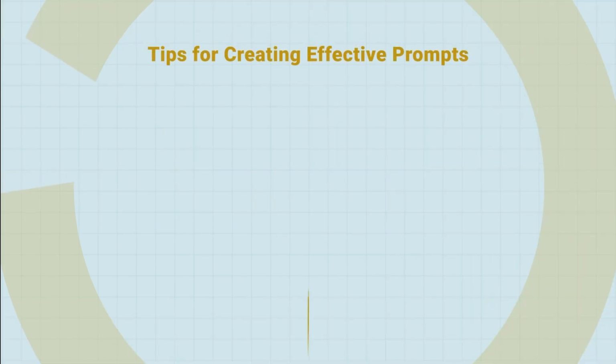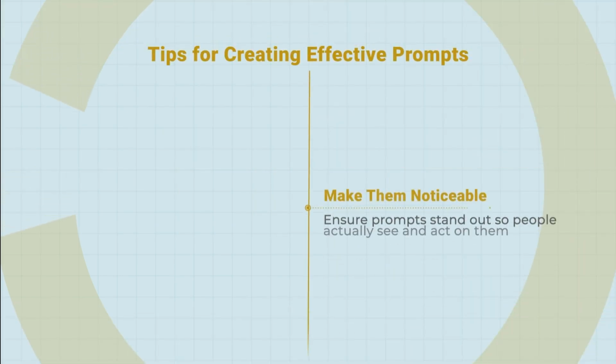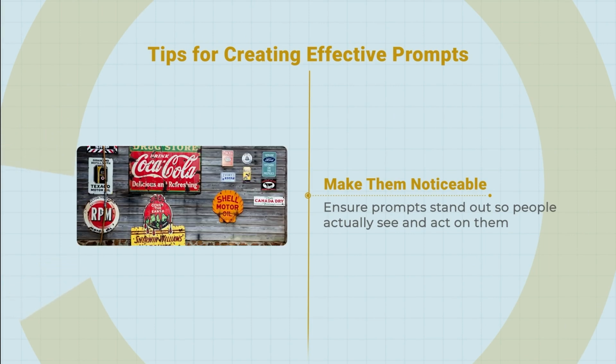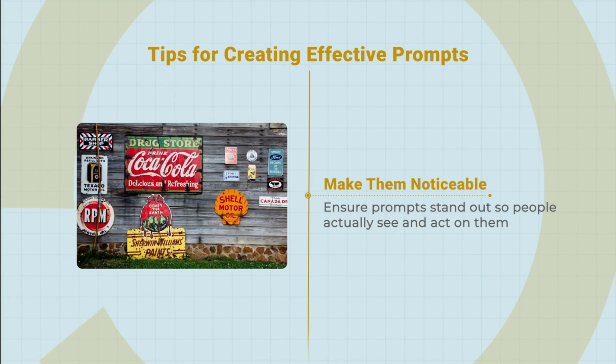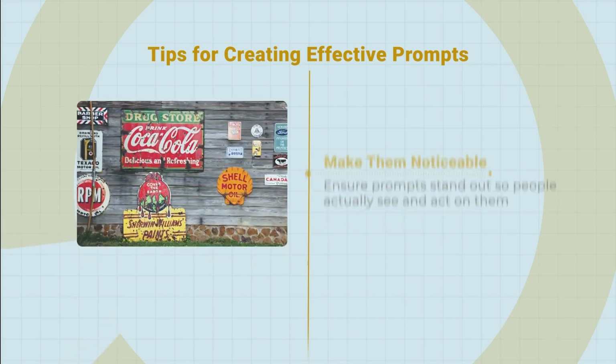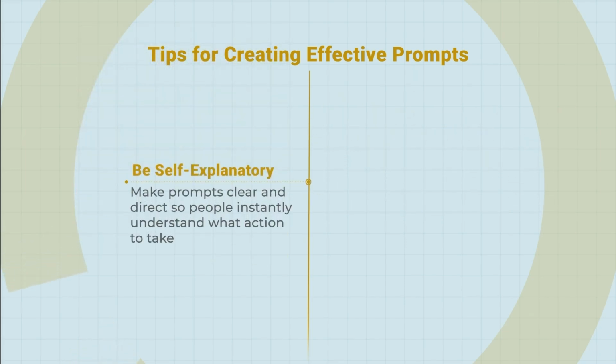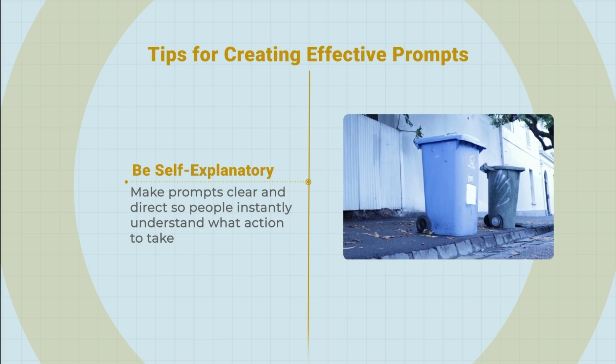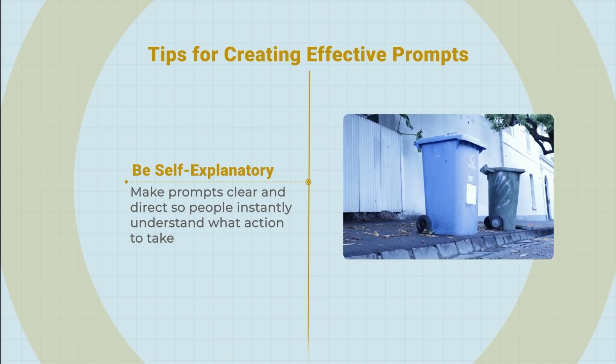Here are some tips for effective prompts. Make them noticeable. If they blend into the background, they're useless. Bright, fun signs at eye level are a great way to get your message across. Be self-explanatory. The prompt should tell people what to do, not make them scratch their heads. In Toronto, blue bin lids clearly show what goes in and what doesn't. No more guessing games.